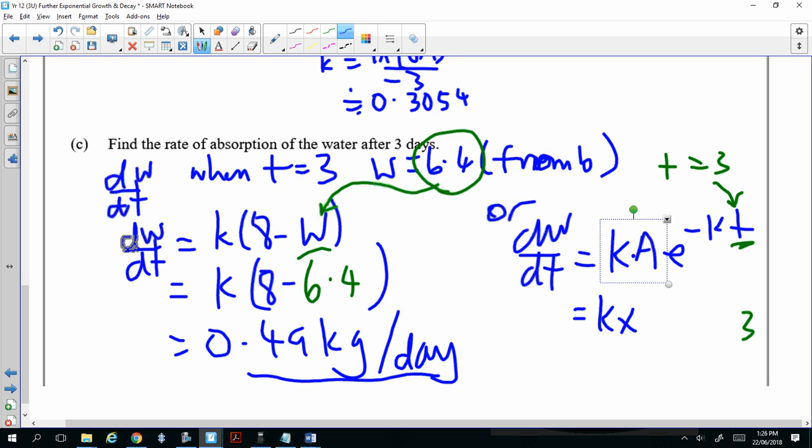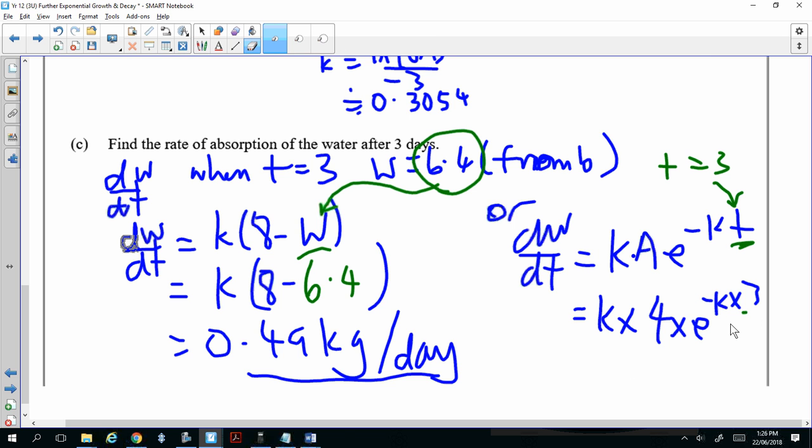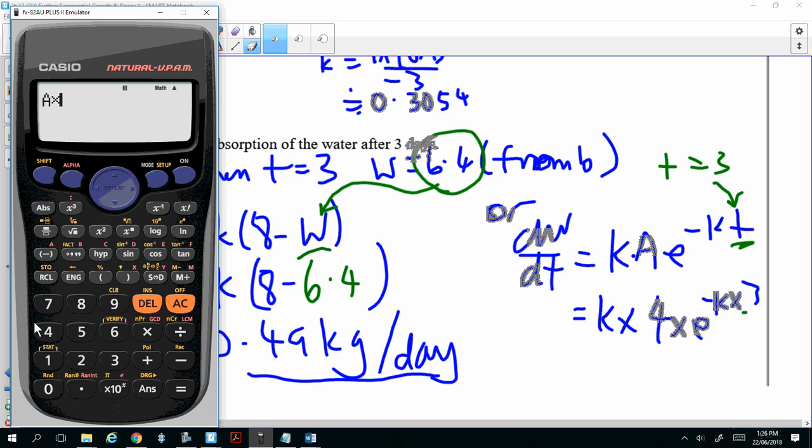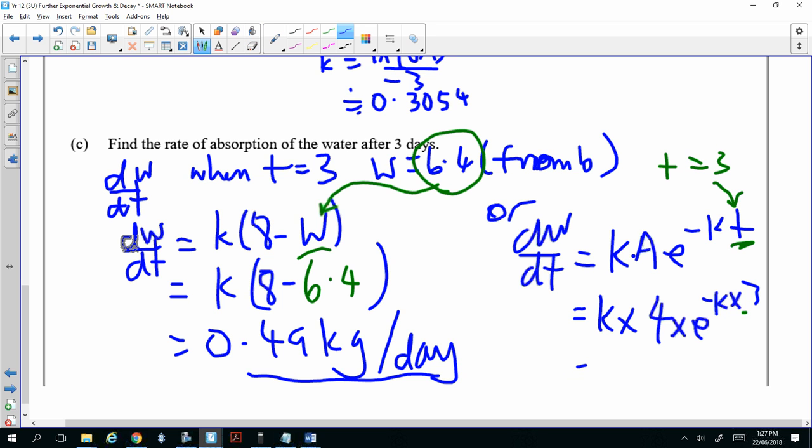So let's try that. You can do alpha A times 4 times exponential negative alpha A times 3. Okay, so you get the same answer, 0.49 kg per day. But this is harder, isn't it? So if you know the quantity W, it's better to use this formula, dW/dt equal to k times (8 minus W). Okay, after we do this, we'll do more questions. Go to the next page.